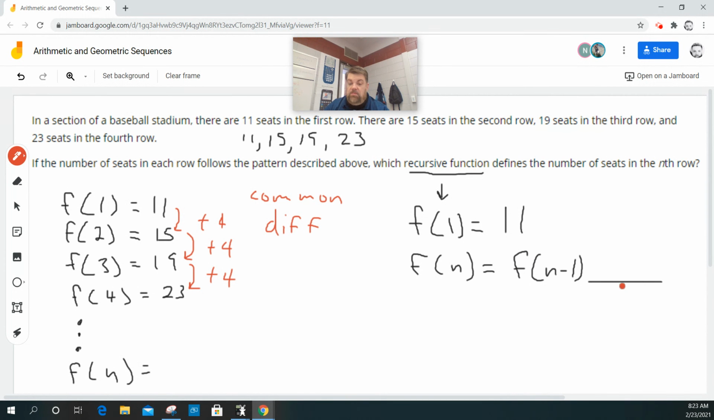So then my recursive function is just this. It's just f of n minus 1 plus 4. That's it. That's all we got to do. Now, if I didn't add, let's say I multiplied by a number, then I would say times whatever that number is, which will be the common ratio. But in this case, we just added. And that's it. That's our answer.